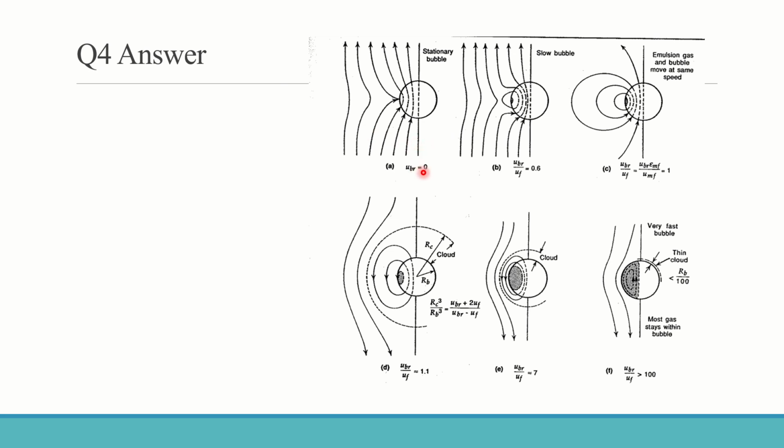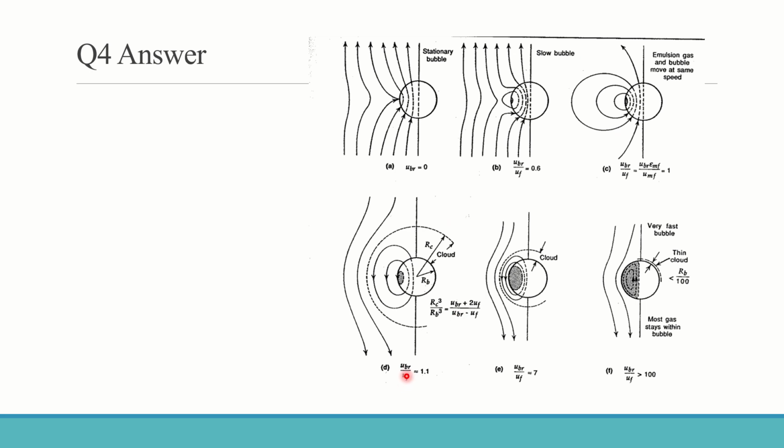If ubr is equal to 0, we have a stationary bubble, the bubble is not moving, and ubr is equal to 0.6 times uf, that is less than uf. So we have slow bubble regime. As you can see, the gas is passing through the bubbles, and if ubr is equal to uf, that is ubr by uf is equal to 1, we have an infinite circle of cloud. The cloud is infinite in thickness at this particular condition, whereas after this the cloud thins with increasing bubble velocity.